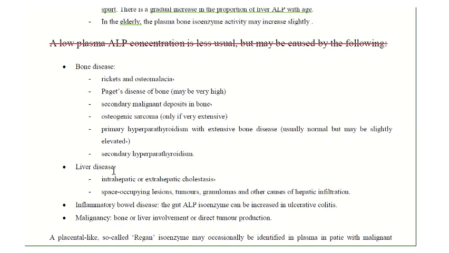أما بالنسبة للليفر ديزيز ف intrahepatic or extrahepatic cholestasis و space occupying lesions, tumors, granulomas and other causes of hepatic infiltration. الأسباب الأخرى هي inflammatory bowel disease. The gut ALP isoenzyme can be increased in ulcerative colitis. في هذه الحالة ulcerative colitis.